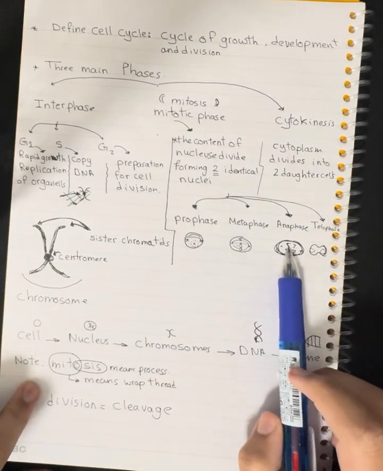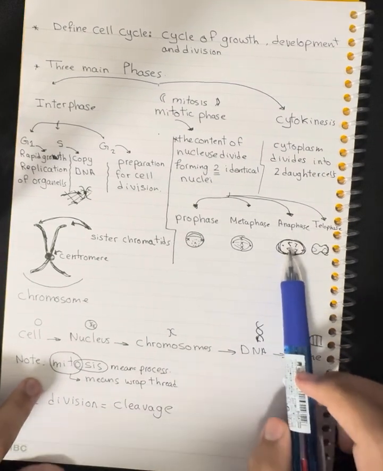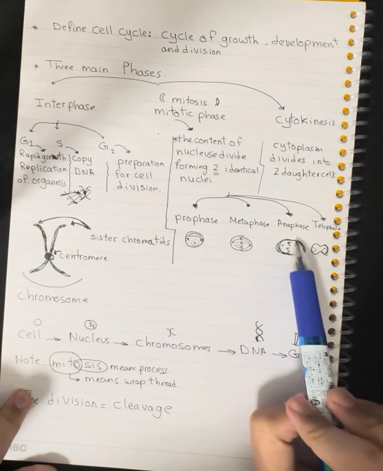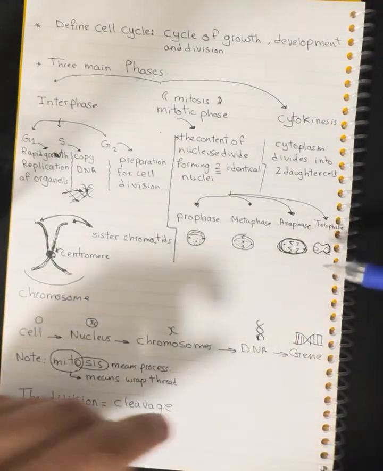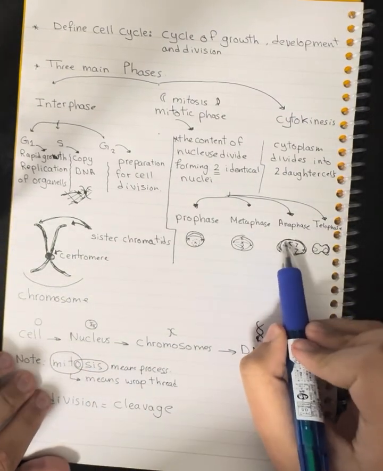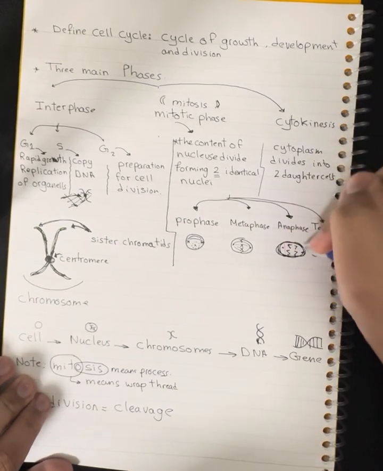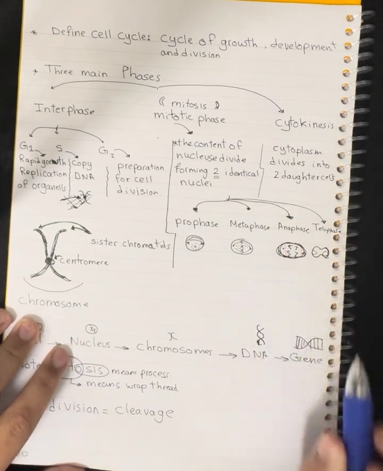So moving on to the third phase, anaphase. Anaphase is a really long and tricky phase, so focus. First, as you can see here, chromosomes, or sister chromatids, separate. And where do they go? They go to the opposite poles of the cell. This is the first pole and this is the second pole. These are opposite poles of the cell.